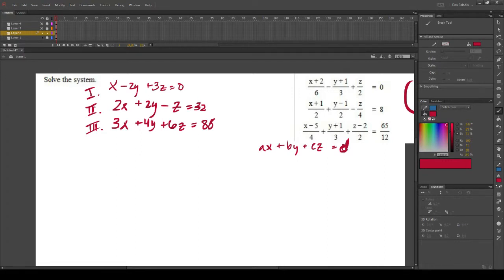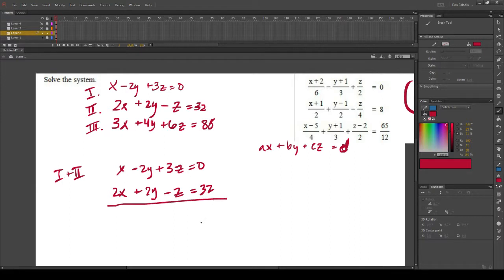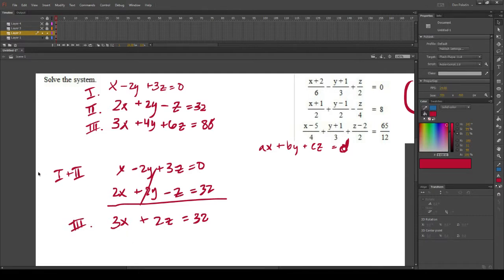So I'm looking at this, and if I add 1 plus 2, then I'm going to get x minus 2y plus 3z is equal to 0, and I'm going to add that to 2x plus 2y minus z is equal to 32. Now why did I add these two? Because the minus 2y and the plus 2y are just going to cancel, and I think it just makes it easy to work with. So this is 3y, these cancel to 0, plus 2z is equal to 32. Okay, so that's equation number 3 that I just created.